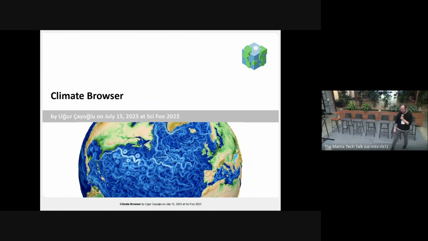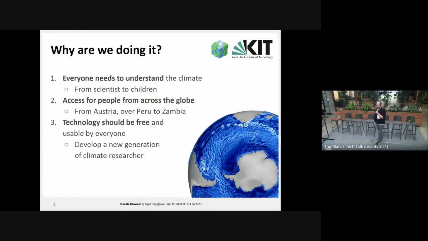I'm from Germany, and I want to talk about the climate browser we developed. I want to start first with the why we are doing it, what we're doing. And this is that everyone needs to understand there is climate change. I believe that in this room, there are fewer skeptics than outside, but there's still a big majority who still does not believe that there is climate change.